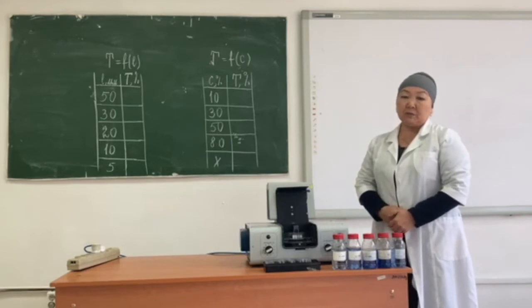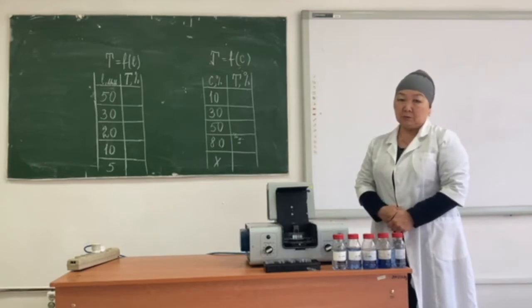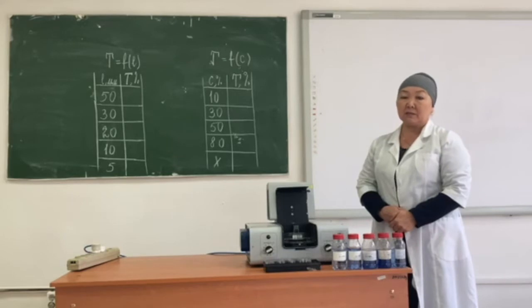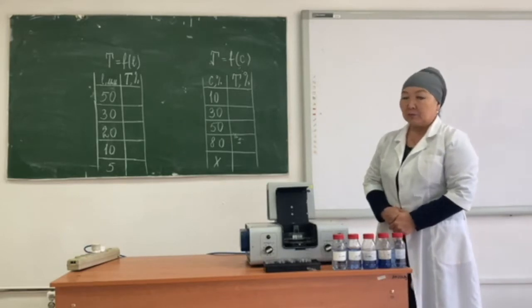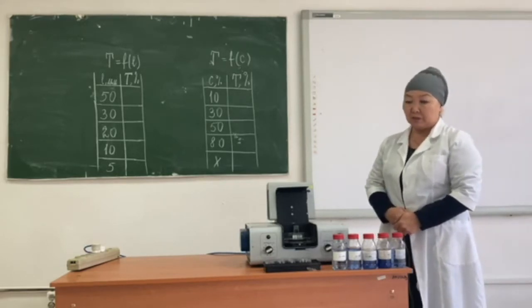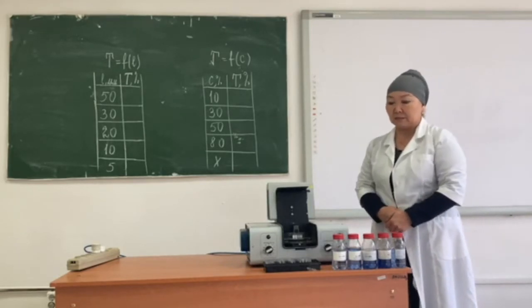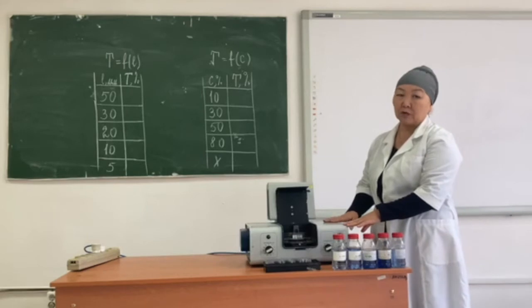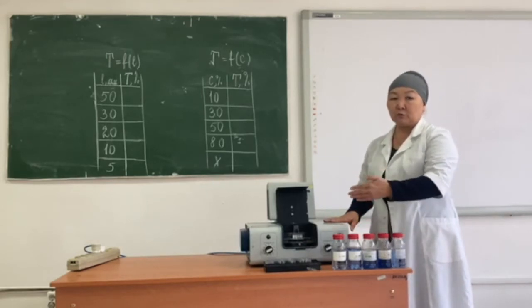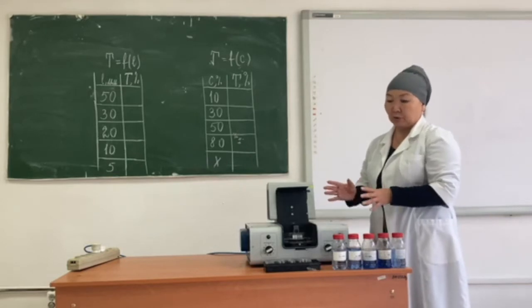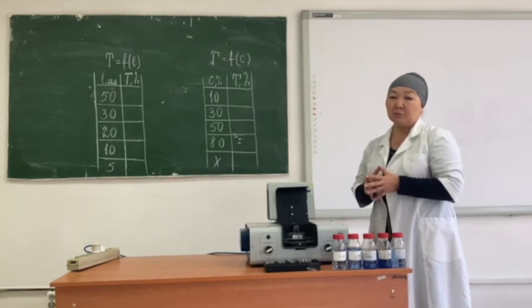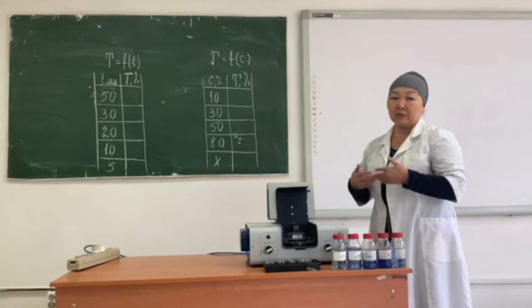Today we are going to conduct an experiment to determine the concentration of colored solutions using a colorimeter. Photocolorimetry is a method for determining the concentration of colored solutions. And the main device which is used for this is called a photocolorimeter. Photo is from the word photon, which means that this device works on the phenomenon of light absorption.